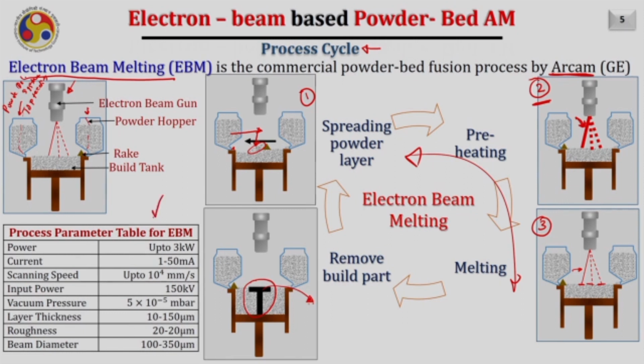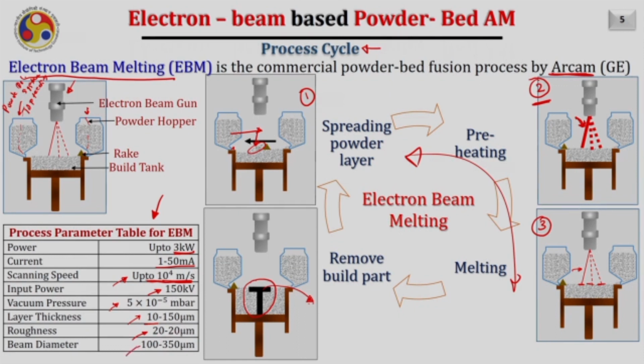This table shows the typical process parameters used for electron beam melting. The power used for electron beam based powder additive manufacturing is up to 3 kilowatt. The current typically varies from 1 to 50 milliampere. The scanning speed can go up to 10,000 meter per second. The input power is typically 150 kilowatt. The vacuum pressure required is up to 5 into 10 to the power minus 5 millibar. The typical layer thickness varies from 10 micron to 150 micron. The typical roughness we obtain in the part produced by such a machine varies from 20 to 20 micron.